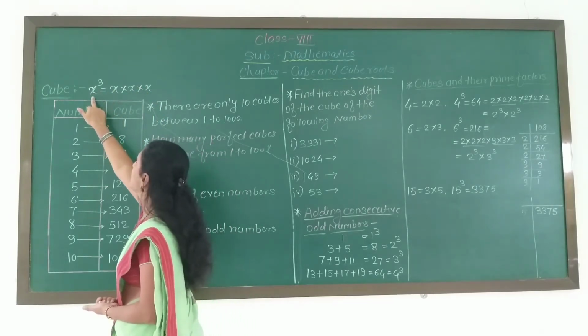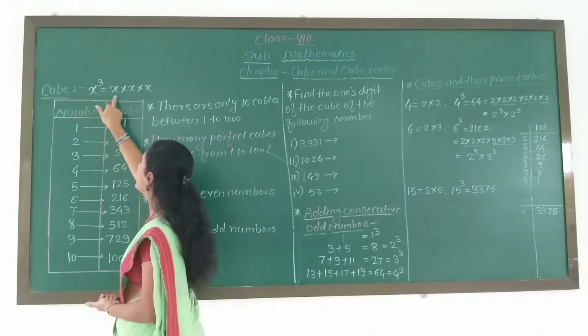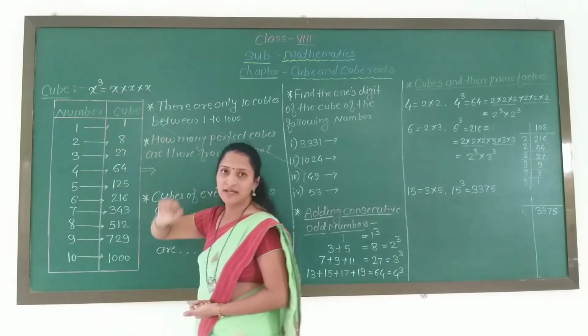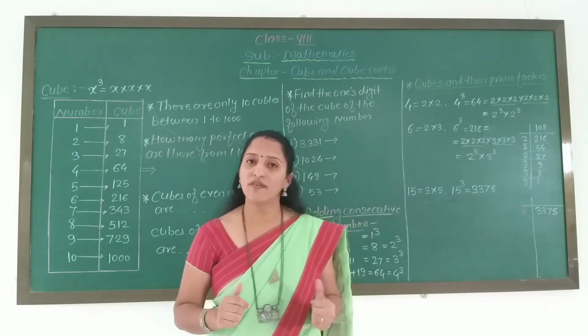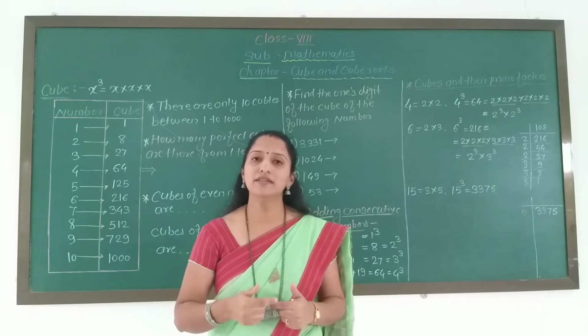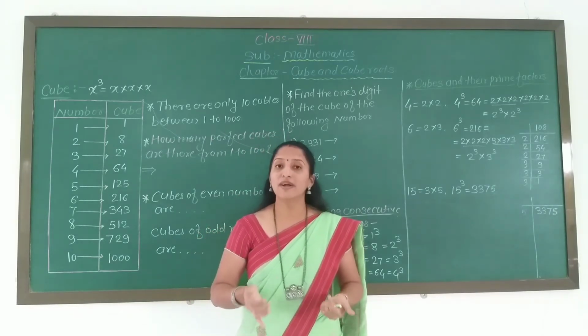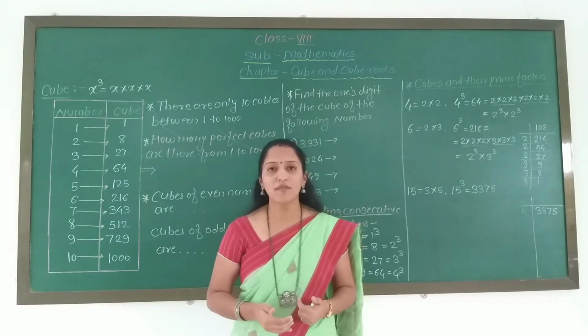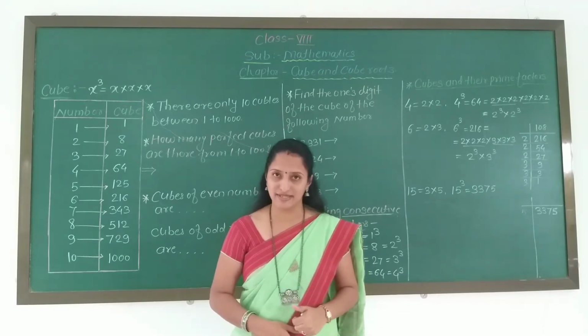Okay. Now x is any number. So how can we find the cube of x? x into x into x. My dear students, all of you know how we find the square of a number. By multiplying a number by itself, we get the square of a number. But whenever we find the cube of a number, we have to multiply that number 3 times.